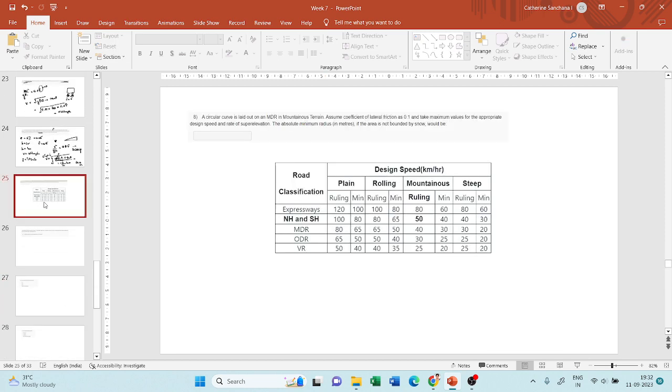Now moving on to the next question. A circular curve is laid out on a major district road in mountainous terrain. Assume coefficient of lateral friction as 0.1 and take maximum values for the appropriate design speed and rate of superelevation. The absolute minimum radius if the area is not bounded by snow would be what?